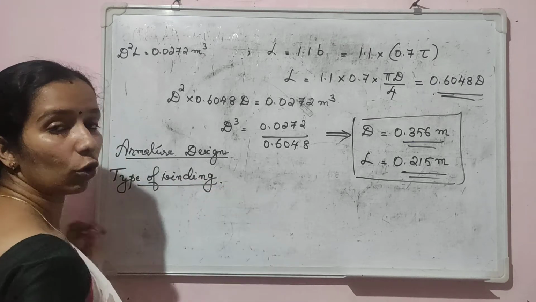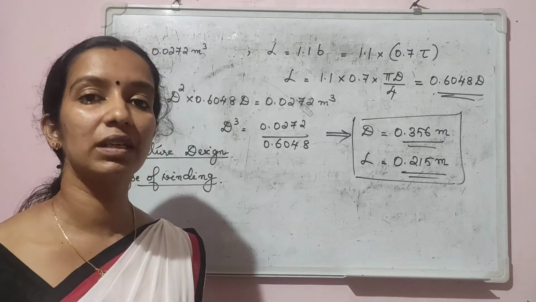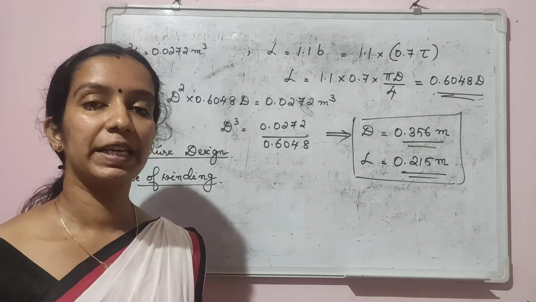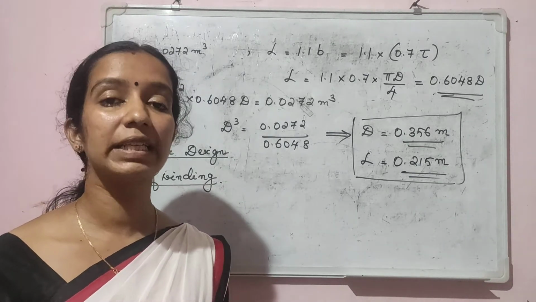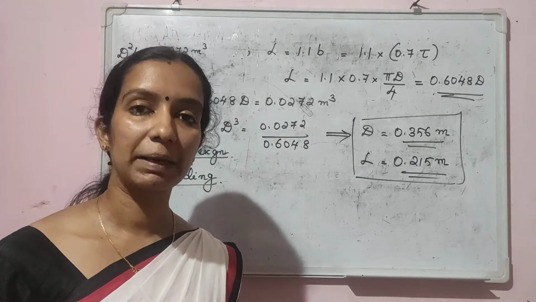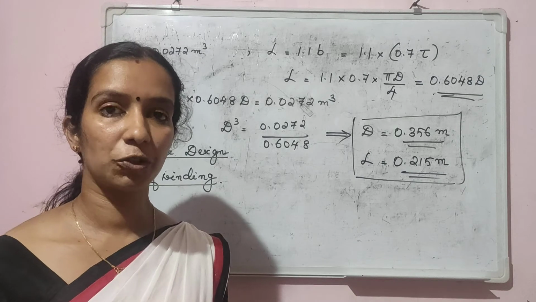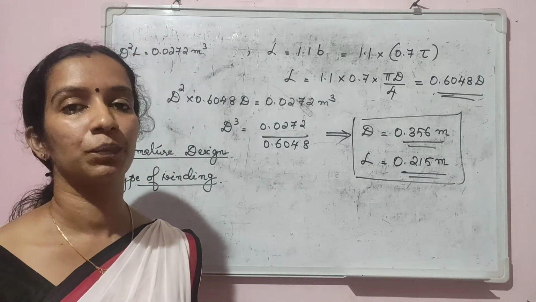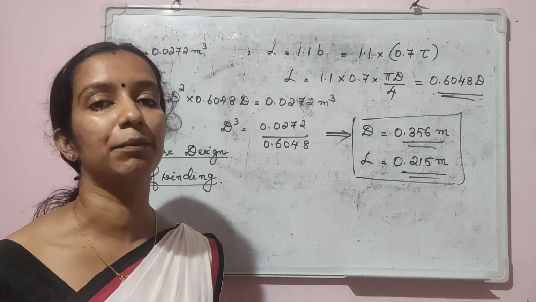And always, while choosing the type of winding, we have to look into the value of armature current. We have already seen, while choosing the number of poles, that the current per parallel path should not exceed 200 ampere. So this should be the basic factor for choosing the type of winding. The current per parallel path should not exceed 200 ampere.